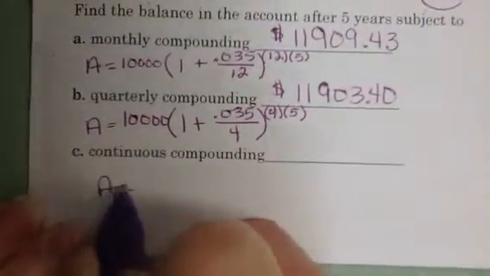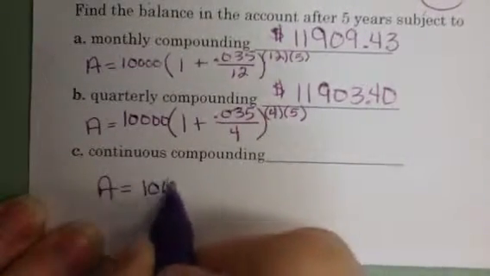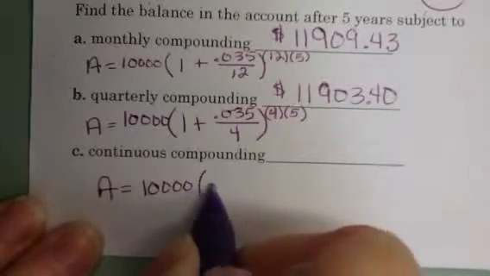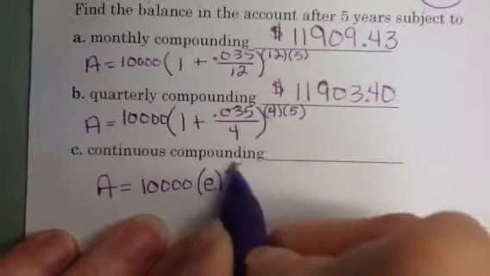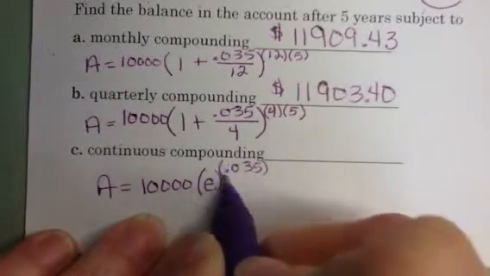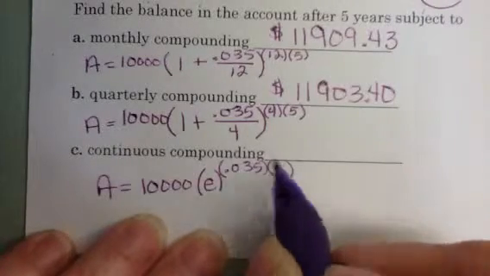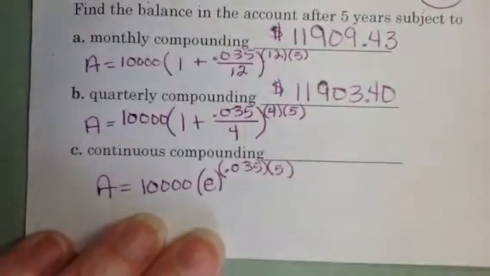So we're going to use the formula, the PERT formula. So your principal is $10,000 times E to the RT. Your rate is 0.035, and your time here is still 5 years. So you're going to type in 10,000 times E to the 0.035 times 5.